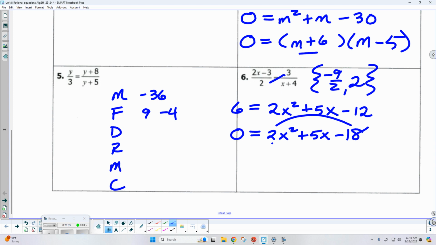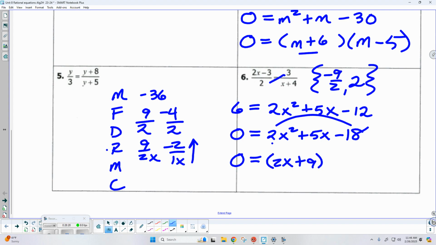All right. So now what do we divide by? Divide by that 2. Okay. Now we're going to reduce. So 9/2, -2/1. Remember, we need to leave it as a fraction. Now we're going to go ahead and move these to create my two binomial factors. We're dealing with x, so I'm going to put that in the denominator, read it from the bottom up. So 0 equals 2x plus 9, and then we have 1x minus 2.